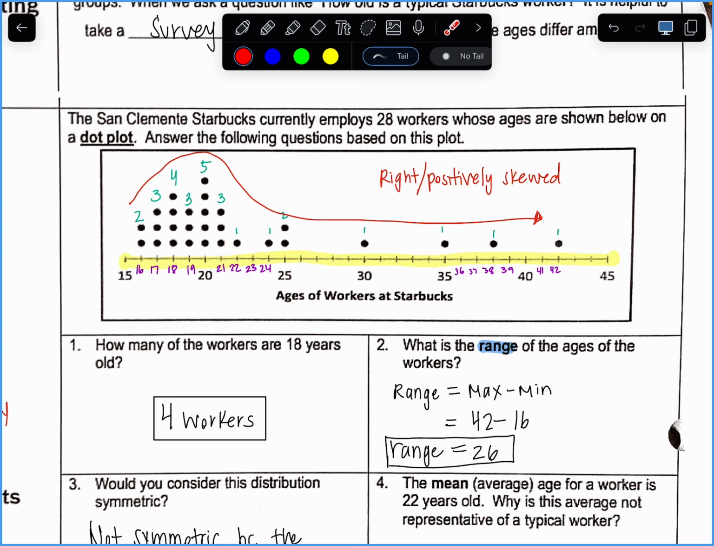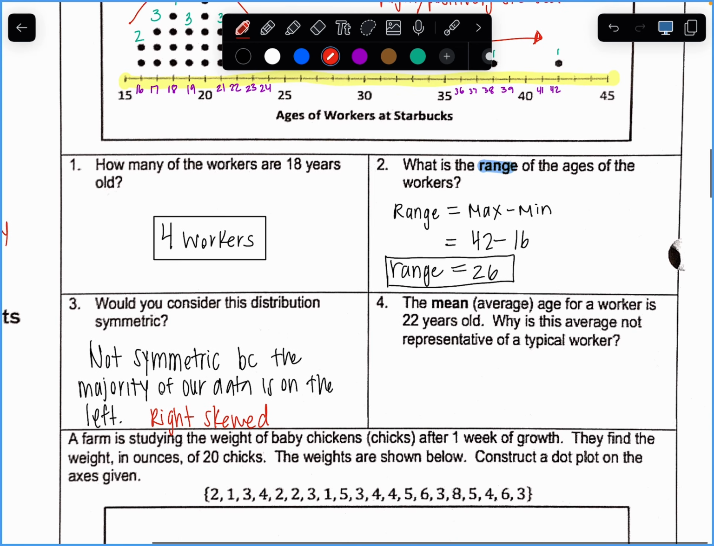What would be a better number that would represent this? Like the majority of the workers are between what ages? Somewhere around here, right? I think Rylan said between 16 and 22, around there. At least 22 is only one person. The rest of them are located to the left of that. So the majority of the workers are younger than 22. At least that's what we're seeing.